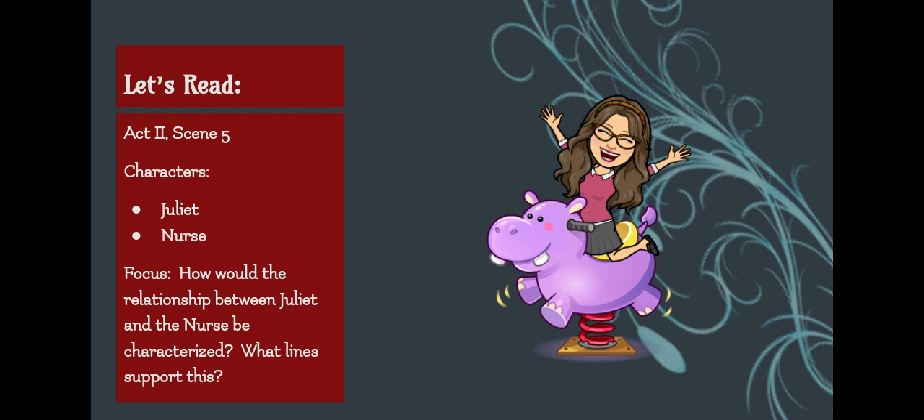As you're reading through this scene, I want you to consider the following. Why does the nurse wait so long to give Juliet information? How does Juliet react to this information?